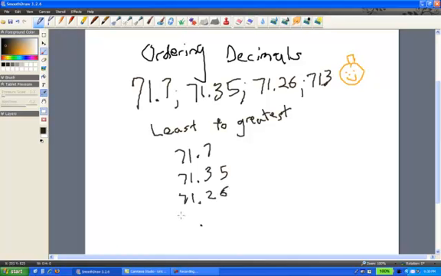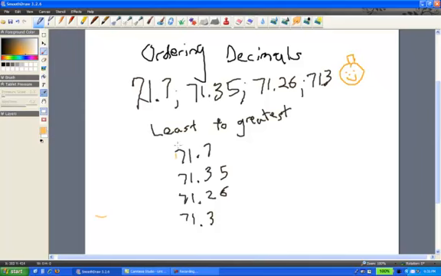And 71.3. So let's look at it from place value. If we're going to decide which number is the least and which number is the greatest, we have to go place by place. So the greatest place value here is the tens place.